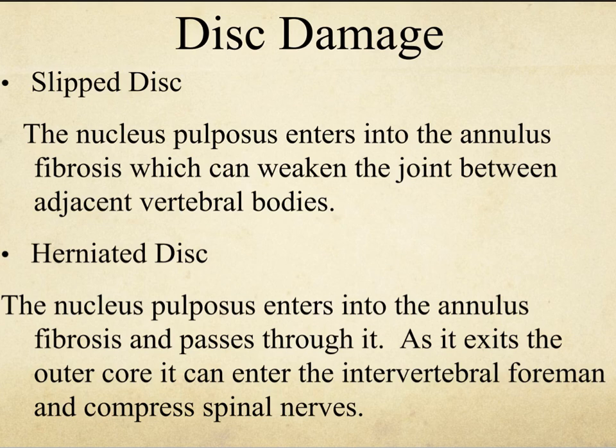Again, that slip disc, to put it into words, the nucleus pulposus enters into the annulus fibrosus, which can weaken the joint between adjacent vertebral bodies. A herniated disc, the nucleus pulposus enters into the annulus fibrosus and passes through it. As it exits the outer core, it can then enter the intervertebral foramen and compress that spinal nerve. That's what causes the excruciatingly painful sensation down your back and into your leg.